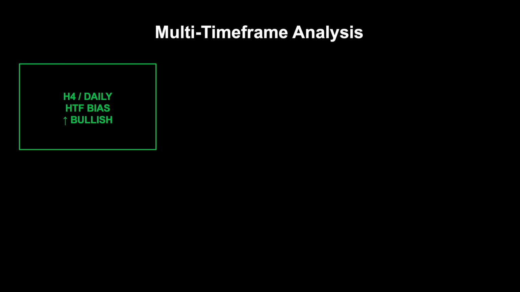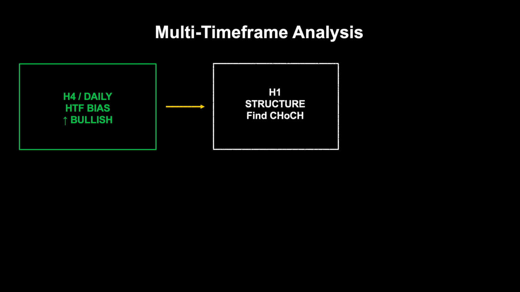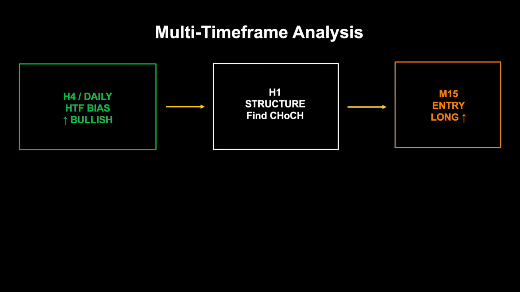This is your direction. If the 4-hour is bullish, you are only looking for longs. Period. Step 2, 1 hour. You zoom in and look for the change of character that signals a possible entry opportunity in the direction of the 4-hour bias. Step 3, 15 minutes. You find your precise entry. A change of character on 15 minutes inside a key zone is your trigger.